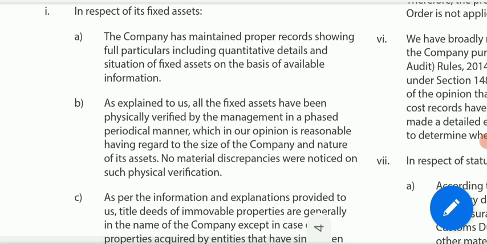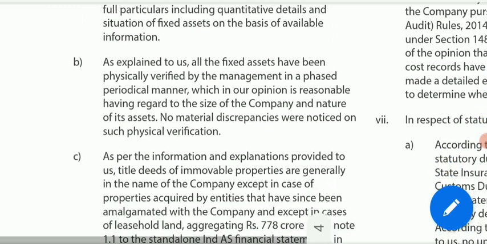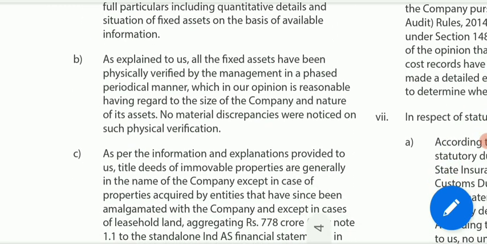The second point was whether the management has done a periodic review, and if any material discrepancy was found, whether the management has taken proper action. So this is how you have to answer. As explained to us, all the fixed assets have been physically verified by management in a phased periodical manner, which in our opinion is reasonable having regard to the size of the company and the nature of its assets. No material discrepancy was noticed on such physical verification.